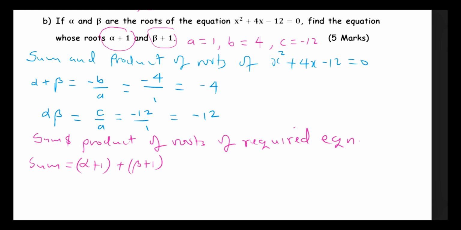So we're going to have, you can write this as alpha plus beta, then we have 1 plus 1, which is just plus 2. So look at this, you have alpha plus beta, and that is what you have here. So that is negative 4. So just substitute, you have negative 4 plus 2, which is just negative 2. So that is what we have as the sum of roots for the required equation.